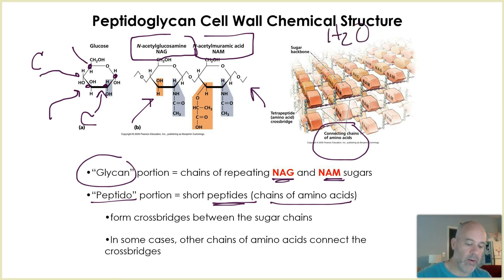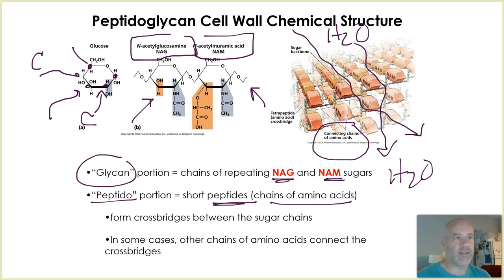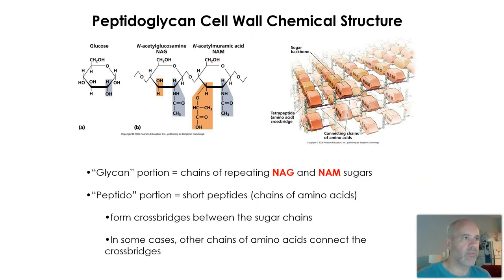So if I've got some water out here, it's going toward the cell. Or if you have nutrients, let's say you've got some sugars that the bacterial cell needs for food, they're going to be able to move through the cell wall as well. It's not a brick-like structure. It's porous. Things can move through it.